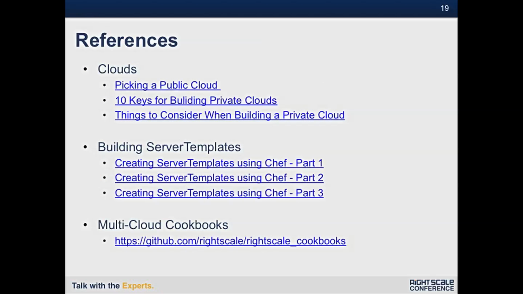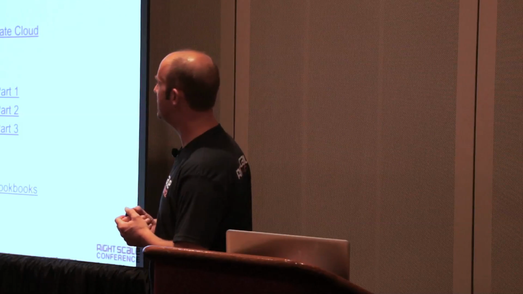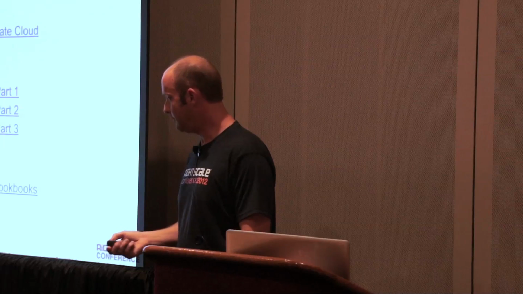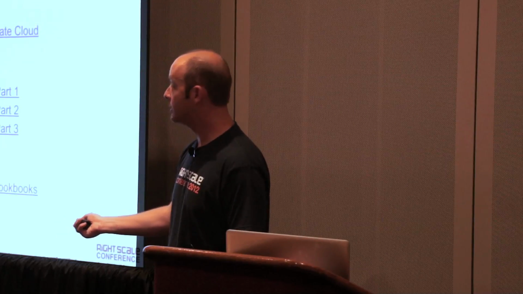So that's about it for the deep dive, the features that I wanted to show you guys. We have some references about clouds and picking clouds that might be interesting to you. There's also a blog that CloudOp has written about using ServerTemplates and Chef together. For those of you who are more adventurous, here's our GitHub account, RightScale cookbooks. These are the cookbooks that are being built into our release that's coming out at the end of the month. This is our 12H1 server template release.